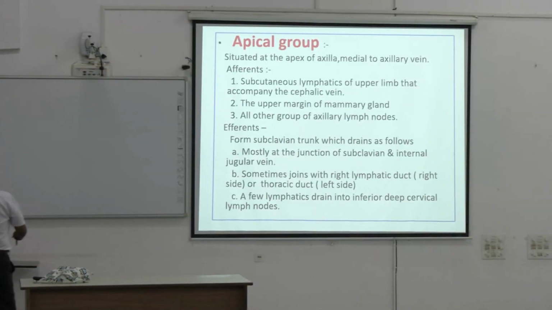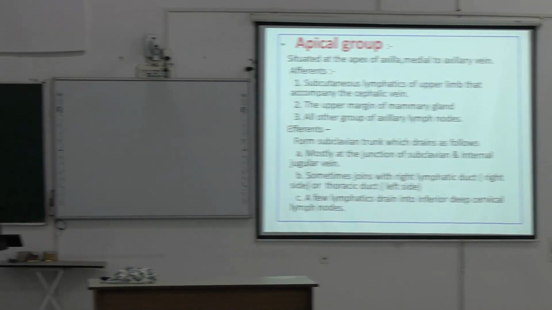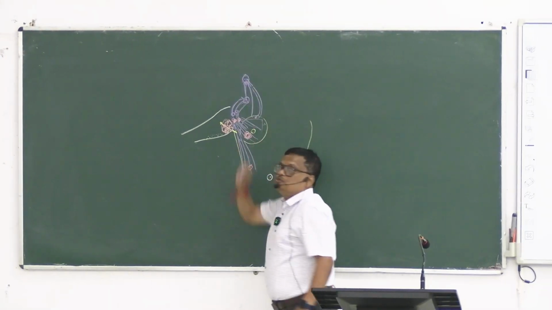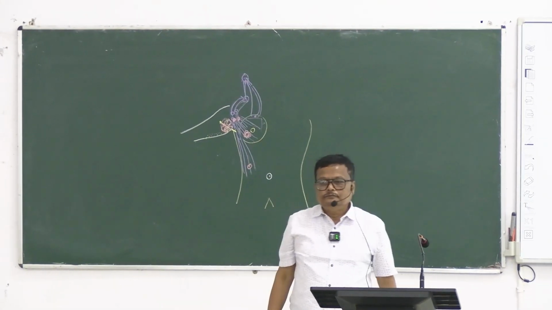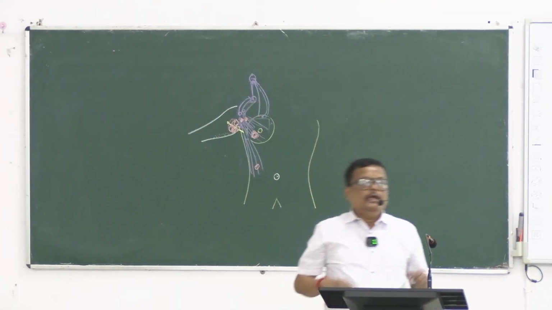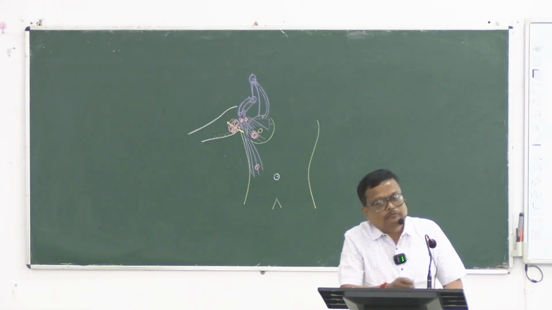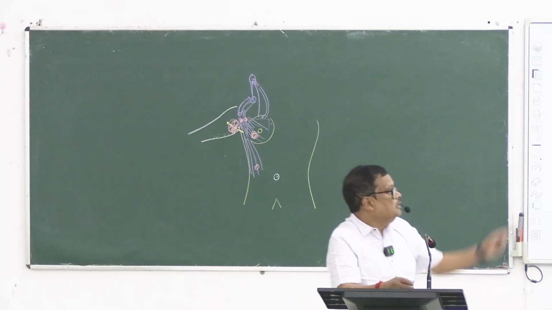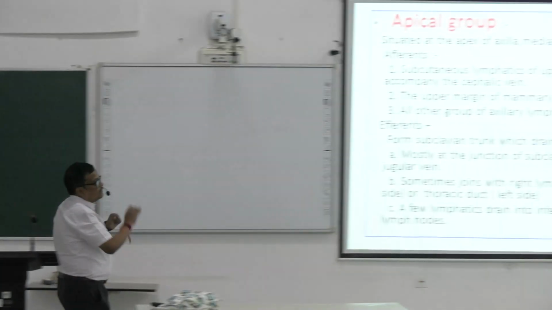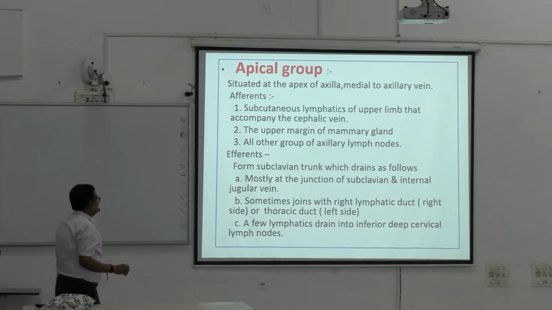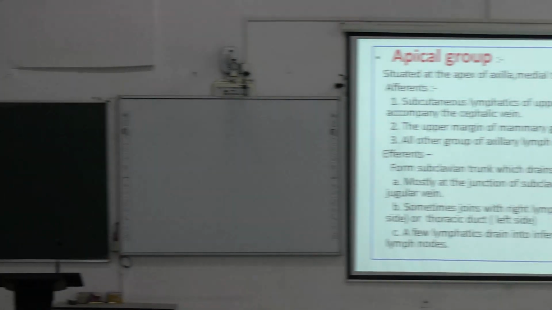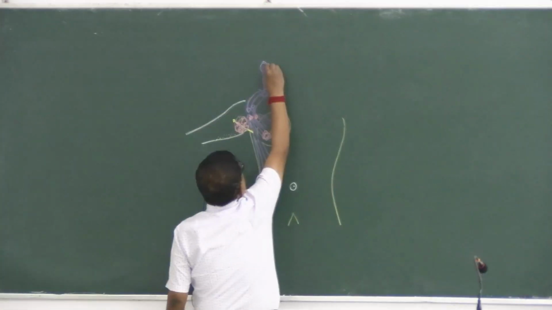What else? All other groups of axillary lymph nodes drain into the central group, and from the central it goes to the apical. So ultimately the apical group of lymph nodes will be involved. It is the final one. Next, efferent. Now from here it goes to the vein. From the apical group of lymph nodes, the efferent starts.